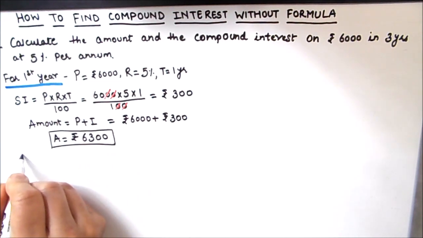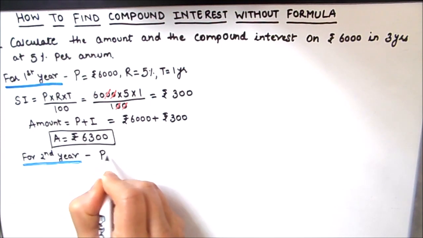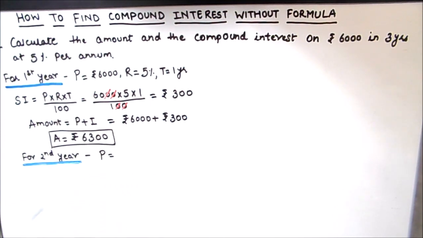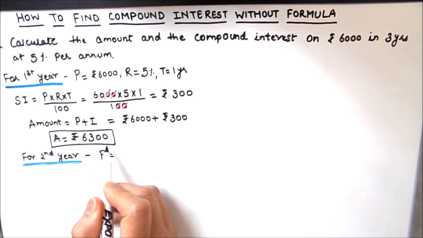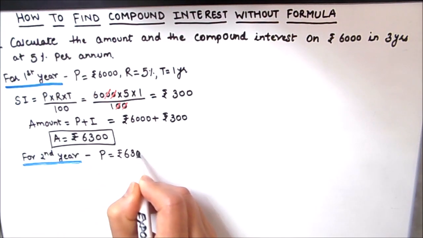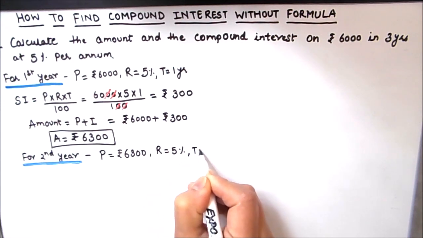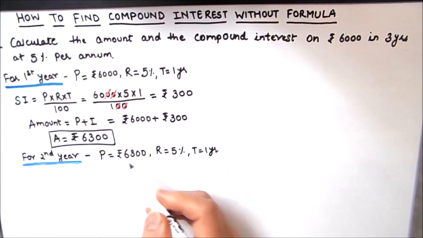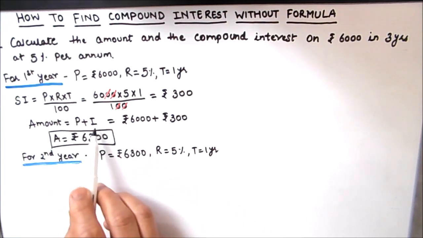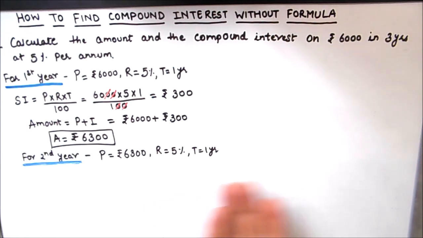Now we'll find the interest for the second year. So for the second year, our principal amount will now be changed to the new amount, which is the amount we got at the end of 1 year. So now our principal amount for the second year will be rupees 6,300. Rate of interest is 5% and time will be 1 year for the second year. So every time we are going to calculate interest and then we are going to add interest to the principal amount for getting the principal for the next year. So that's how the difference comes between compound interest and simple interest.